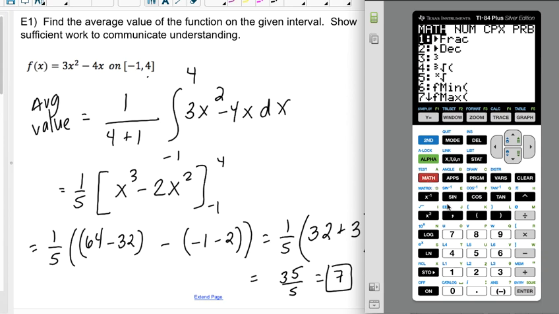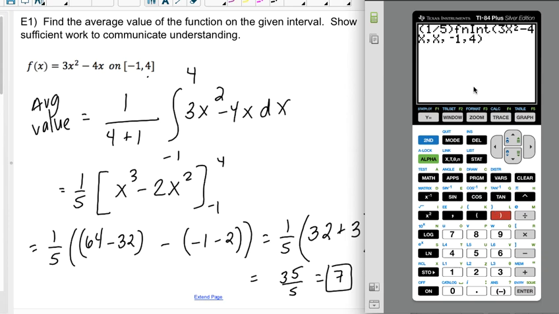And then I want math 9, which is function integrate, right? The function I'm integrating is the 3x squared, so 3x squared minus the 4x, comma, with respect to x, from negative 1 to 4, right? And then double check you've entered everything right. So 1/5 is in front. I have my integral with a 3x squared minus 4x, x, -1. Yep, that looks good.